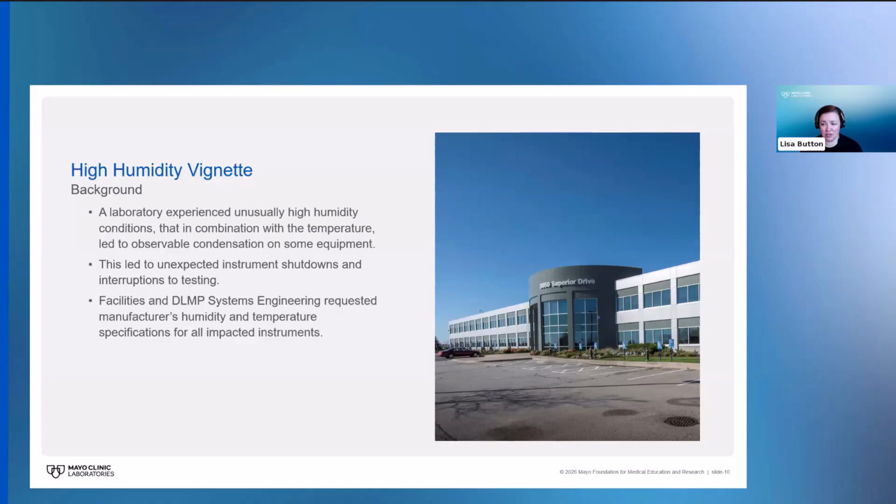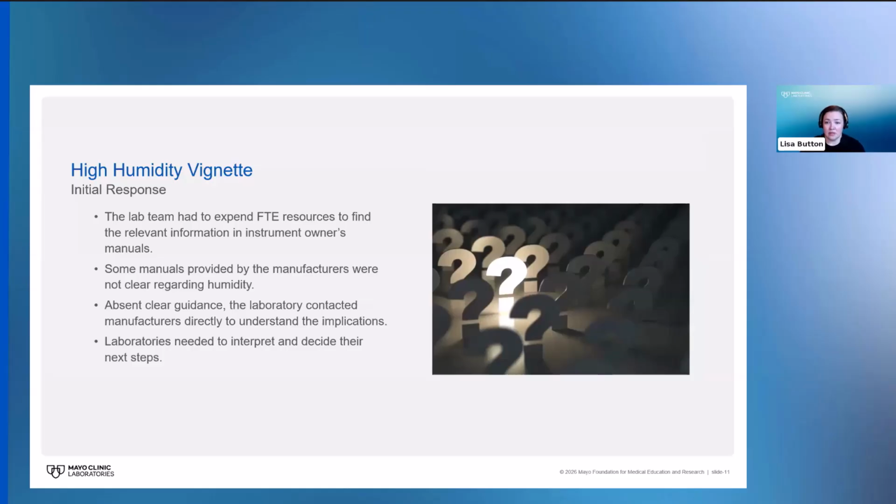The facilities and system engineers that were helping to support the lab through this experience requested the manufacturer's humidity and temperature specifications for all of the impacted instruments. So the lab team had to search for the owner's manuals, the instruction manuals. Some of them had older instruments, and so it was still paper-based. Many of them were newer instruments, so they were able to identify where those PDFs of the owner's manuals were stored. But it was an unexpected use of FTE resources to find that relevant information in the owner's manuals.